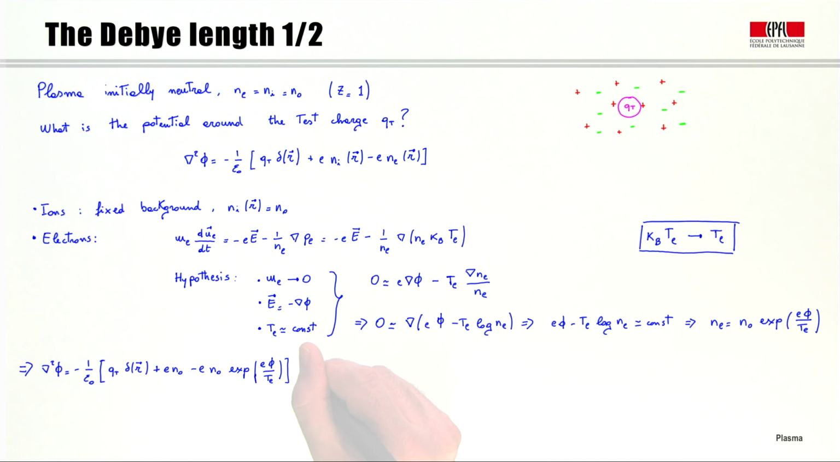Now, we can actually make a hypothesis that we will discuss later, that e phi over Te, this term here, is much less than 1. Basically, that the perturbations are small. If we do this hypothesis, we can expand this exponential at the first order. The zeroth order will give us 1, and therefore positive and negative charges will cancel, and then we will have a term that is linear in phi.